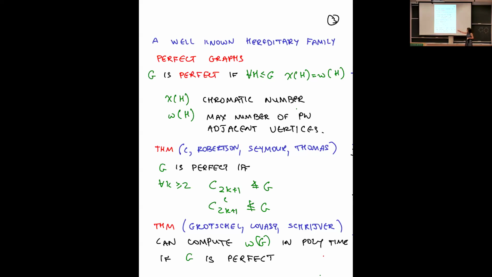Now, this theorem seems like a theorem in graph theory, but actually it's a theorem in combinatorial optimization, because their great insight was to represent the problem of finding the largest clique or maximum weight clique as a semi-definite program, and then they had tools from combinatorial optimization that they could use to find an optimal solution.